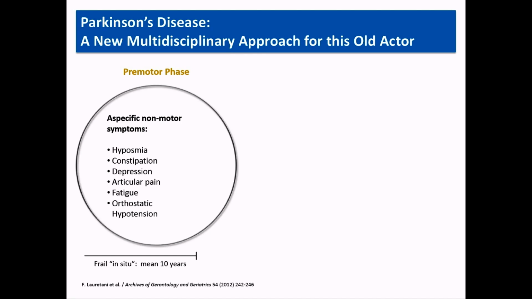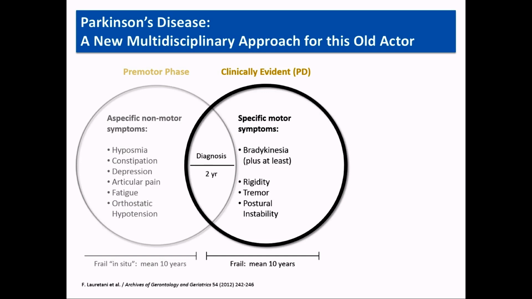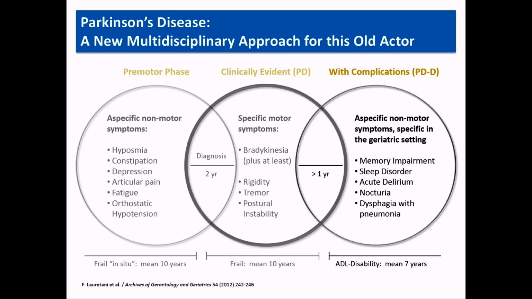Parkinson's disease course can be characterized in 3 stages. A premotor phase with nonspecific non-motor symptoms, a clinically evident stage with classic motor symptoms, and a disease stage with nonspecific non-motor complications. Each stage may last approximately 10 years, but variability is common. In geriatric terms, these stages can be labeled as pre-frail, frail, and disabled.